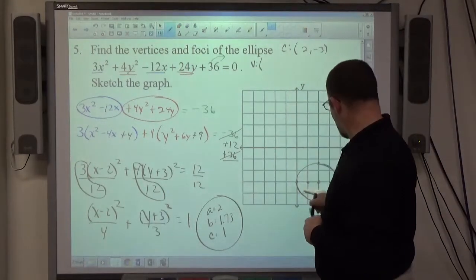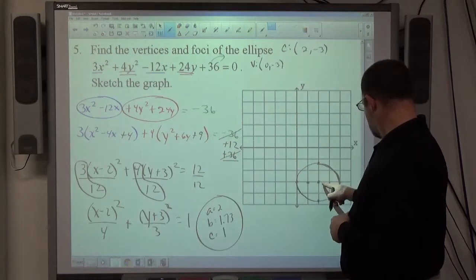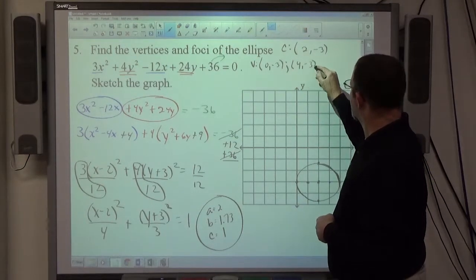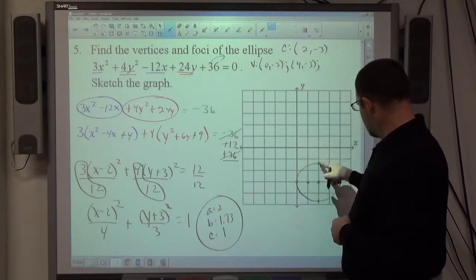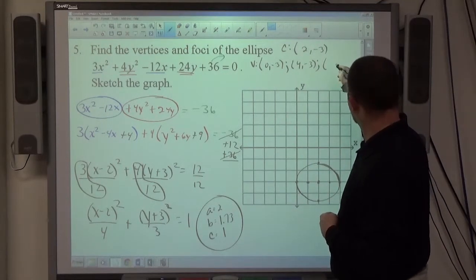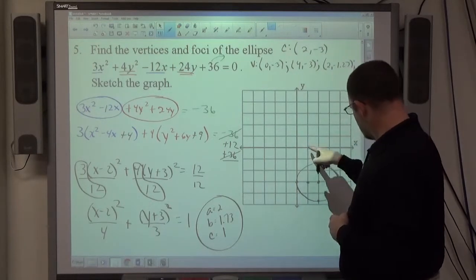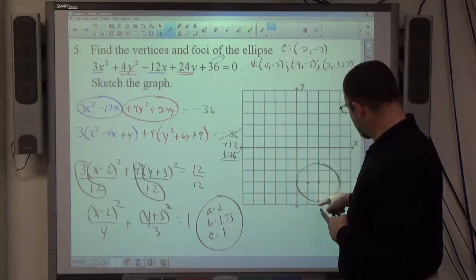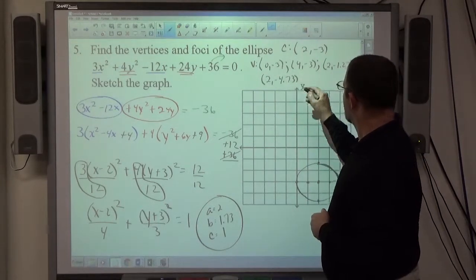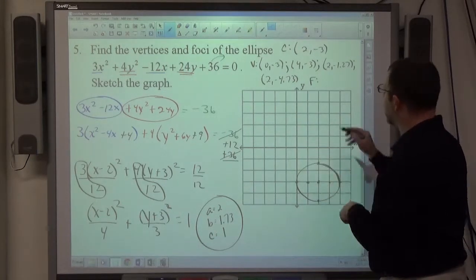So the vertices are 0, negative 3, 4, negative 3, 2, negative 1.27, and 2, negative 4.73. As far as focal points are concerned, we got 2 of them here, 1, negative 3, and 3, negative 3.